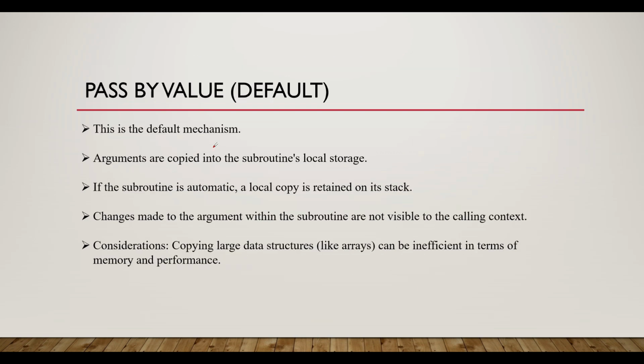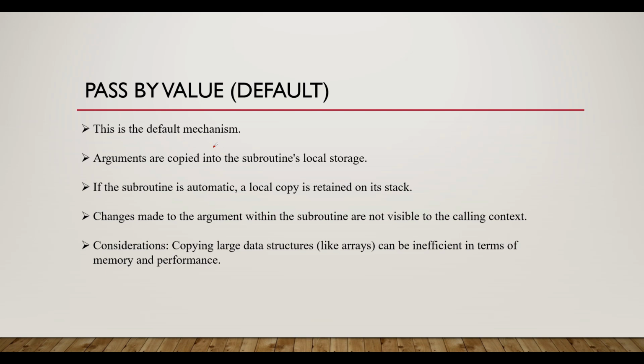Now you can pass your arguments in two ways. One is pass by value and the other is pass by reference. By default, you pass by value. So arguments are copied into the subroutine's local storage. If your subroutine is automatic, a local copy is written on its stack, and changes made to the argument within the subroutine are not visible to the calling construct. A consideration: copying a large data structure can be inefficient in terms of memory and performance.